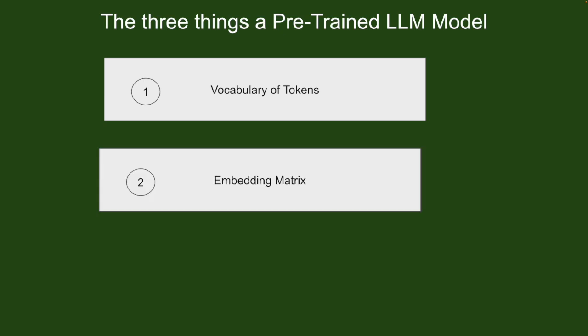The second thing it has is an embedding matrix. As the name suggests, it is a matrix and it contains some numbers, and how big the matrix is depends upon different types of models. Again, we will check one of the models, what this embedding matrix is and how it is being used.